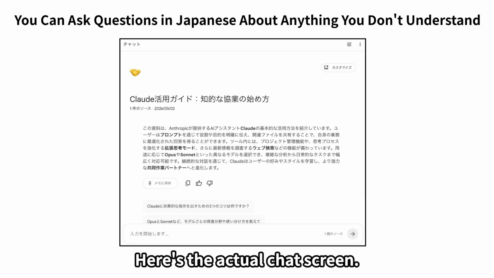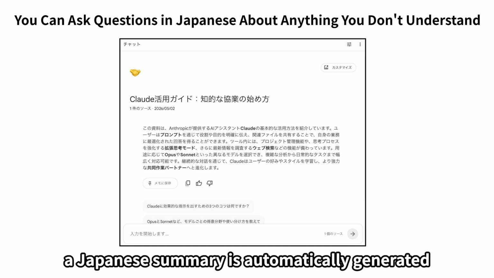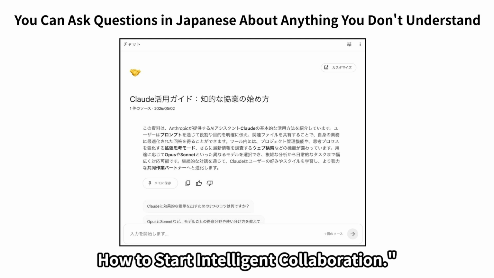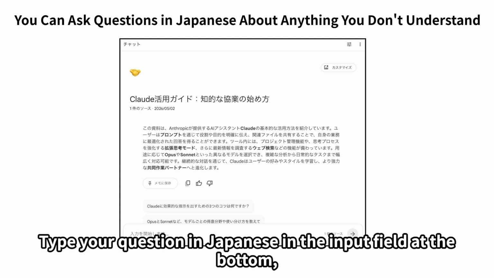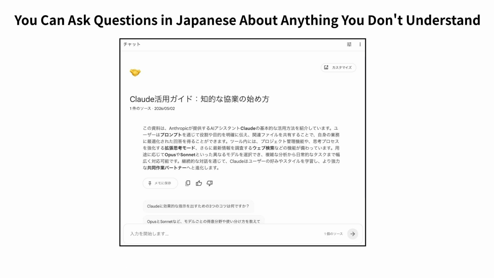Here's the actual chat screen. Just by loading the PDF as a source, a Japanese summary is automatically generated under the title Claude Usage Guide: How to Start Intelligent Collaboration. Type your question in Japanese in the input field at the bottom, and you'll get source-based answers.